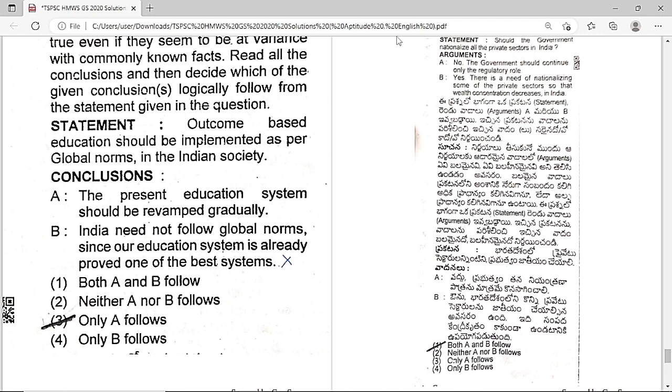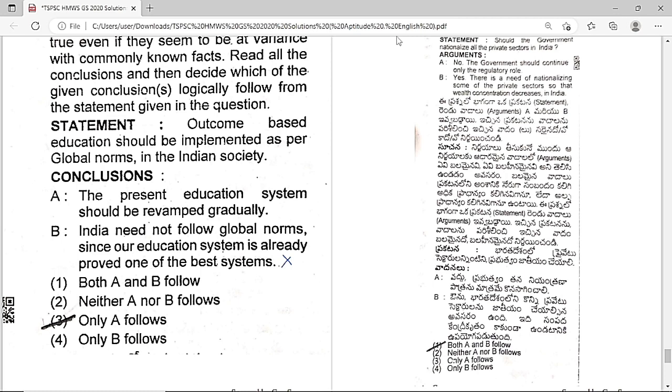So outcome-based education should be implemented as per global norms in the Indian society. What is going to happen? So what is the conclusion based on this one? So definitely gradually we need to implement this outcome-based education system in India. So finally it can happen. So slowly, one step after the other, we need to take. So statement B is blindly wrong.